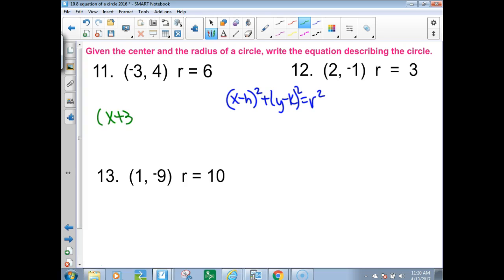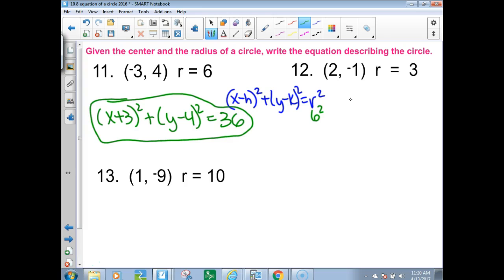(x plus 3) quantity squared. Good, Nathan. Plus (y...) equals, it's going to be 6 here, 36. Great. Good job.